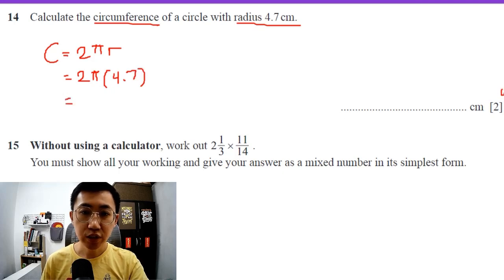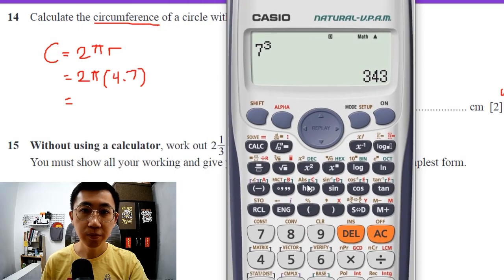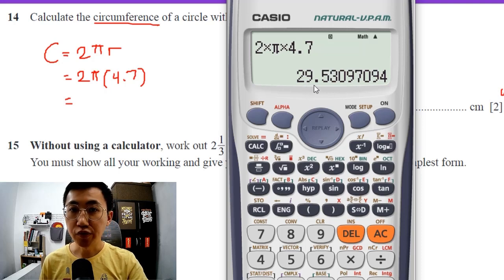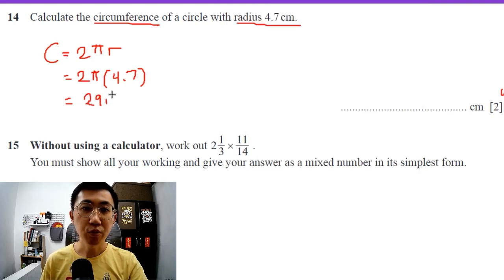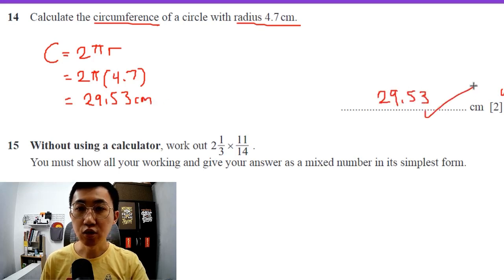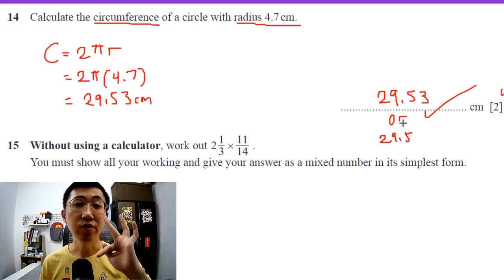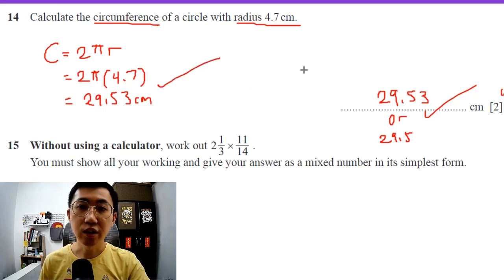Okay, so now we just use our calculator. 2 times pi here. Okay, times 4.7. Click on this and we are going to get 29.53. So write 29.53 centimeter, log in the final answer, 29.53. Okay, so based on the marking scheme, you can actually give 29.53 or 29.5. So minimum is 3 significant figures, remember that, and your working here will get you 1 mark.